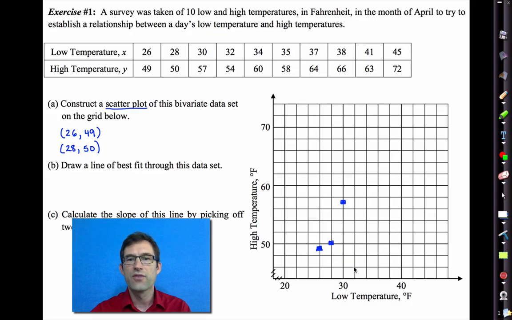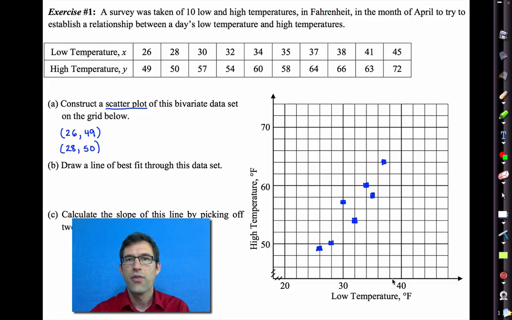Then we've got 32 and 54. Let's see, here's 50, 52, 54. Remember, it's all going by 2s here. What did I get up to? 32, 54. Let's do 34 and 60. That's an easy one. 60 is one of those major grid lines. Then we've got 35 and 58. So that's going to be right here. Should have actually been more down on that line, but that's okay. Let's see, 37 is right here, and 64 would be right here.